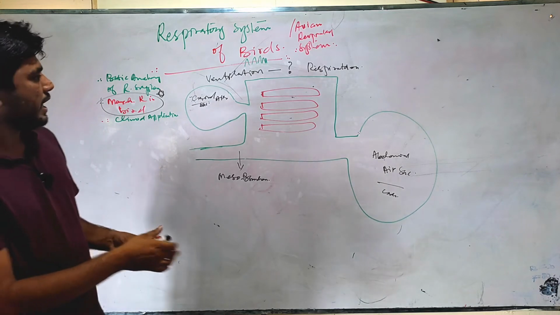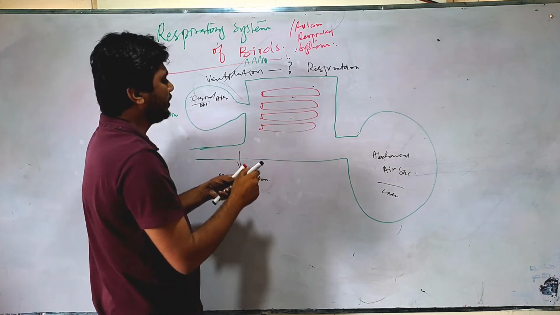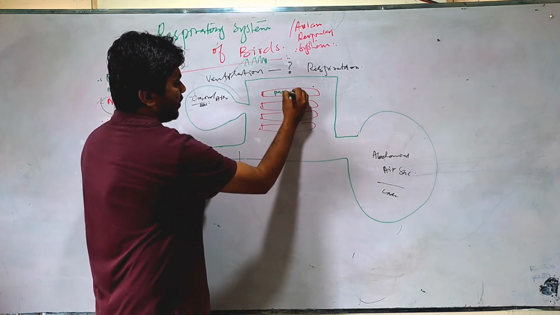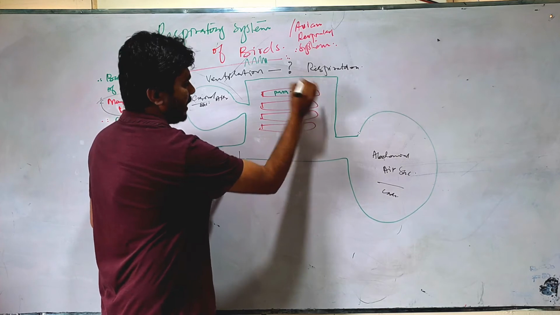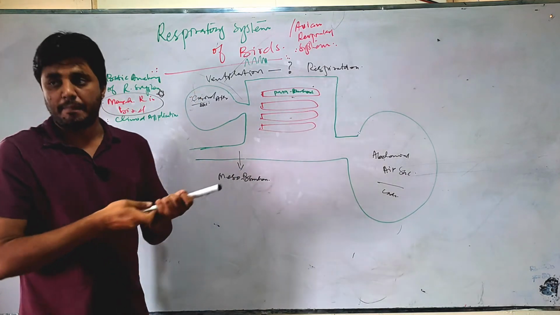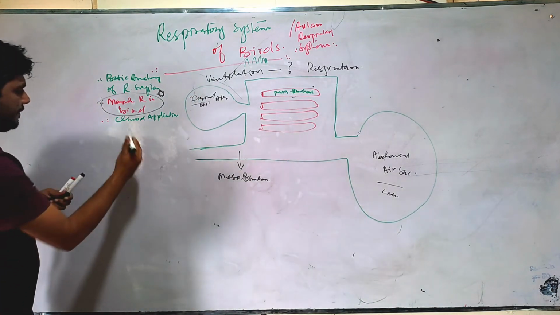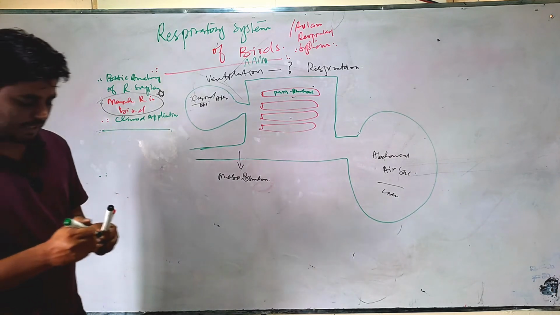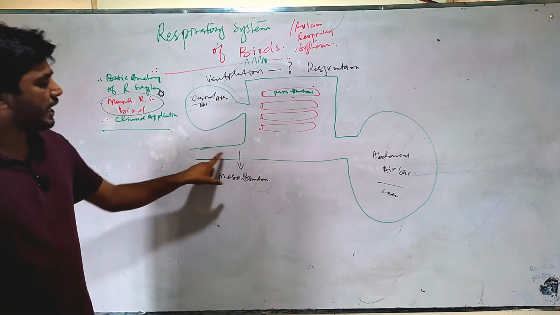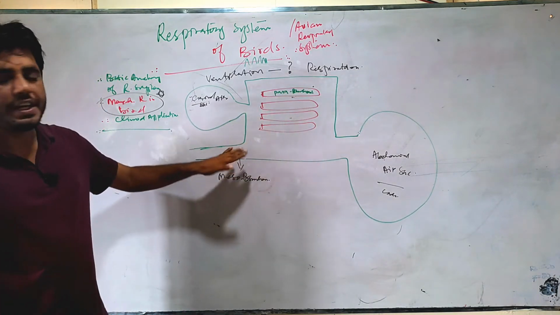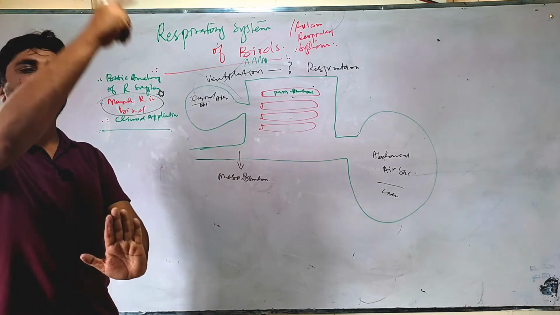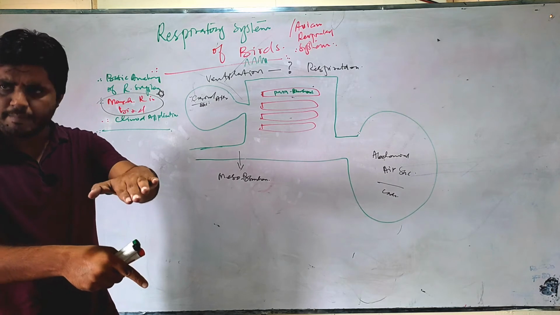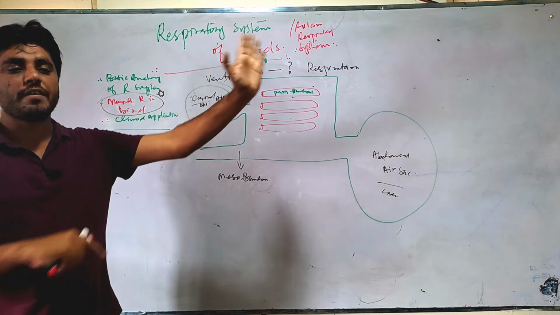To understand this, here in the middle, these tubes are known as parabronchi. They are known as parabronchus. Is that clear? What really happened? Birds have one cycle, that means the air enters the respiratory system from the environment, and comes back out to the environment.